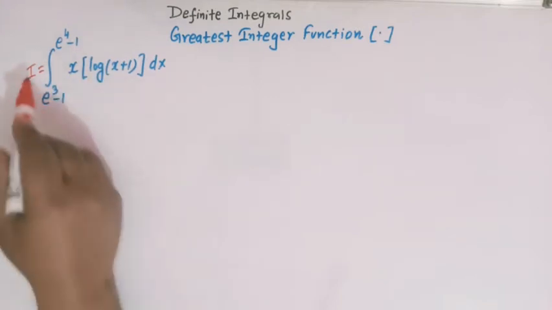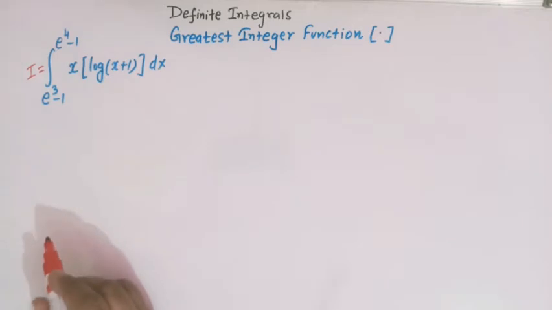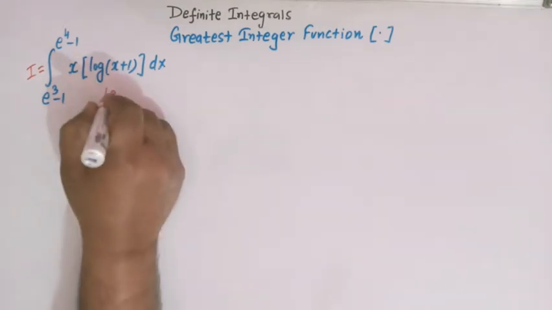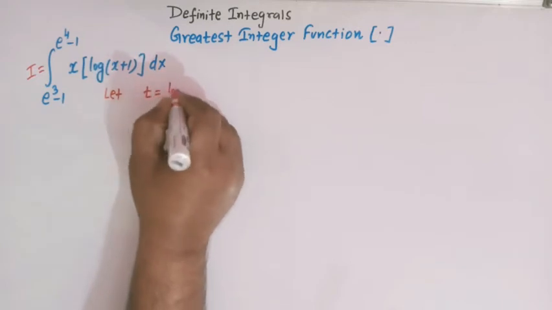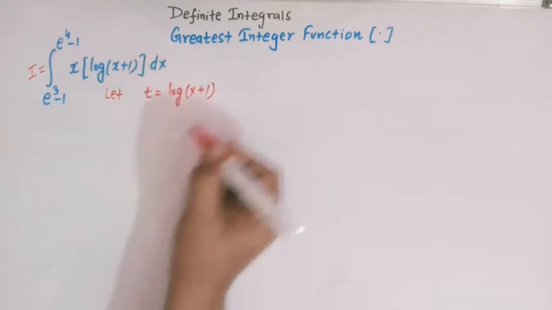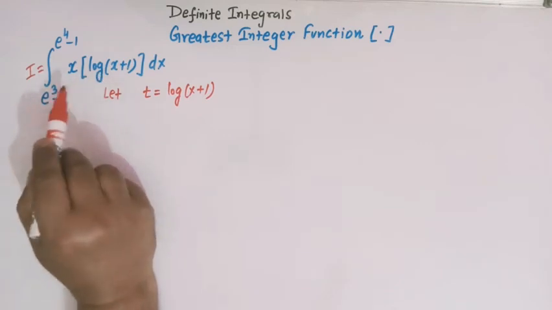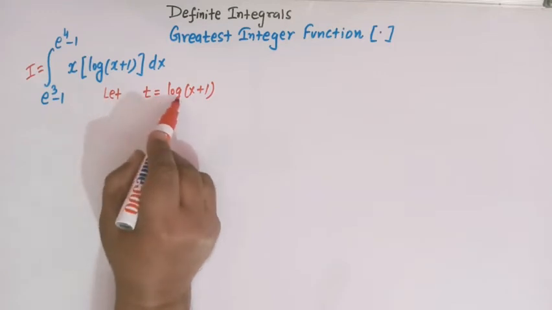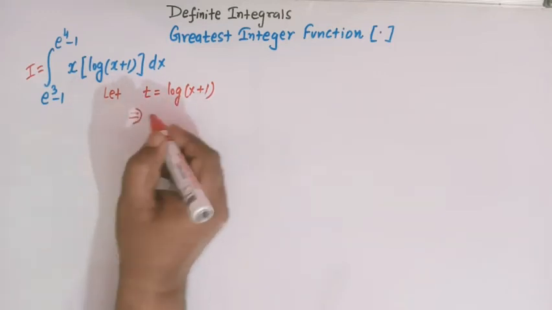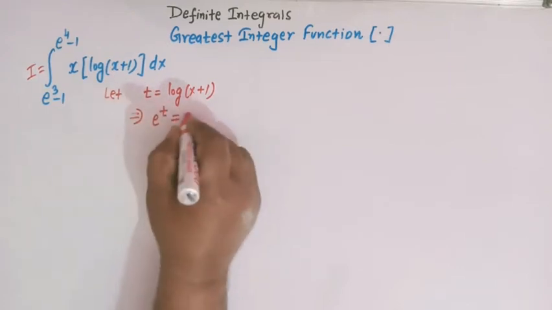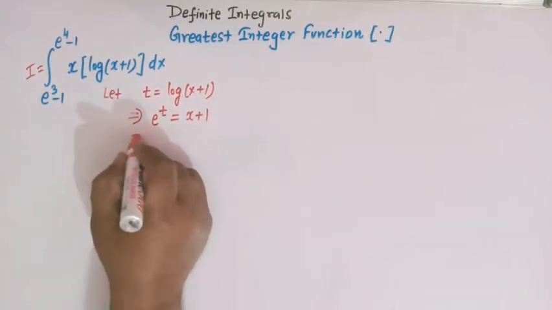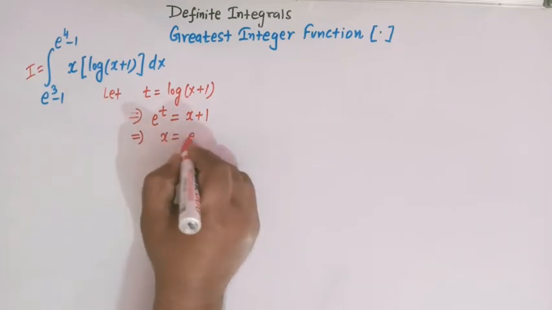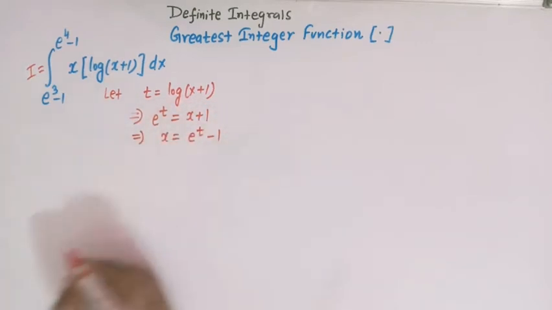So let us start and let us call this integral as I, right? So here we are going to use the method of substitution, right? So let us put t is equal to log of x plus 1, right? So here we are changing the variable x to t, and we are taking t is equal to log of x plus 1. So this implies that e raised to t is equal to x plus 1, right? And x can be written as e raised to t minus 1, right?